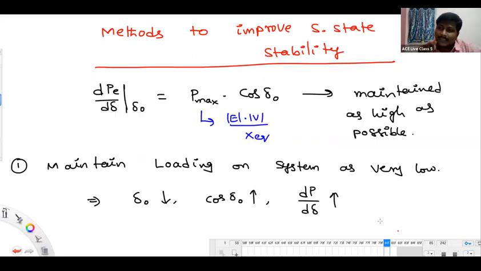If the operating angle is low, delta naught is low, cos delta naught will be high, right? If cos delta naught is high, then definitely dP by d delta will be high. So in that sense, system stability can be improved if you are maintaining less loading on the system, means if you operate the system at lightly loaded condition.